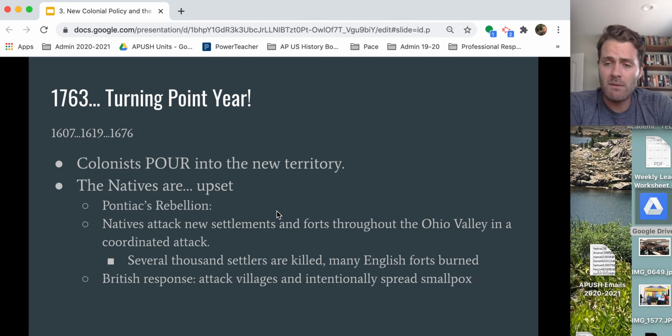So 1763 becomes our big turning point year. Of course, first is the Treaty of Paris, which we already talked about, and I added some other turning point years just to remind you. 1607, Jamestown. 1619, House of Burgesses and Slaves in Virginia. 1676, Bacon's Rebellion. 1763 is our next big one that you should have tattooed on your forearm, just to make sure you remember all these things.